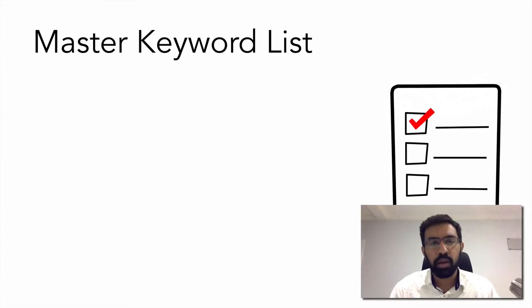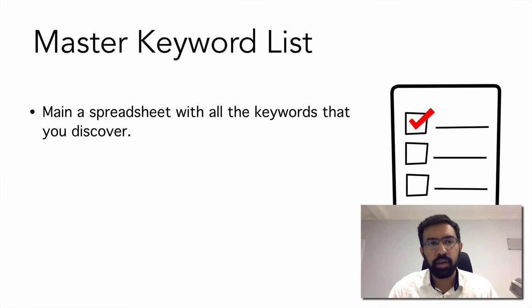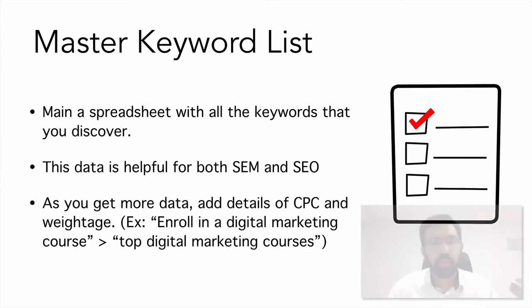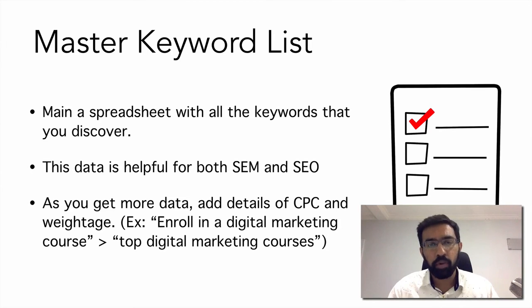Master keyword list. Whenever you do keyword research, it is recommended that you maintain a master keyword list. A master keyword list is something that you put on a spreadsheet with all the keywords that you have ever discovered. These keywords can be used not just for search engine marketing, but also for search engine optimization. As you get more and more data about these keywords, you can add details of the cost per click and weightage of certain keywords, because certain keywords are likely to turn into very good customers. Certain keywords will be just junk traffic.